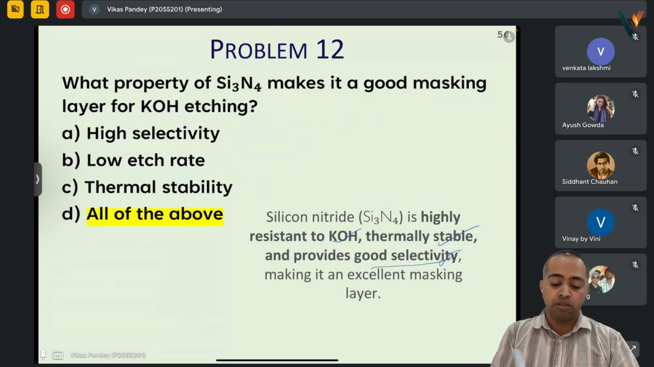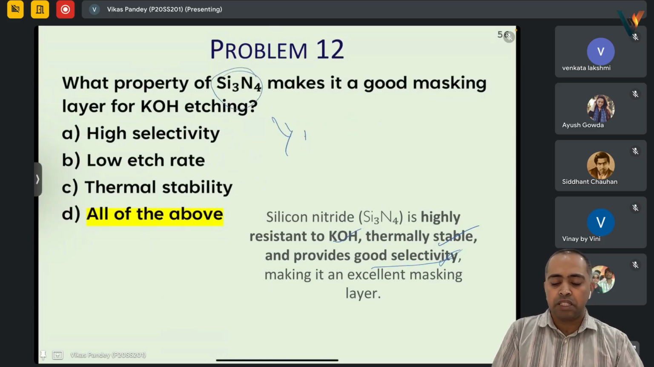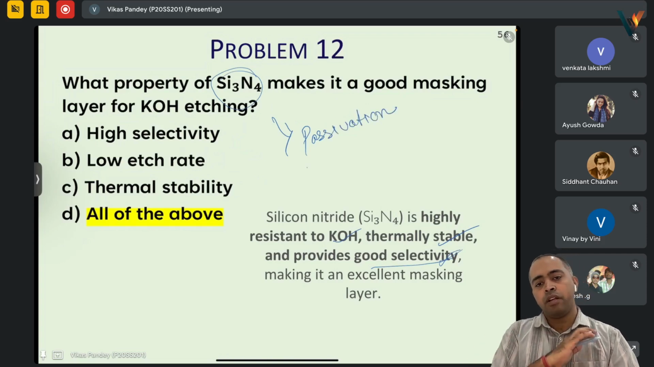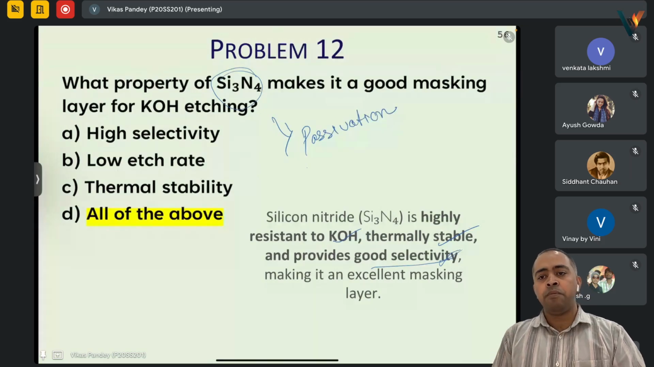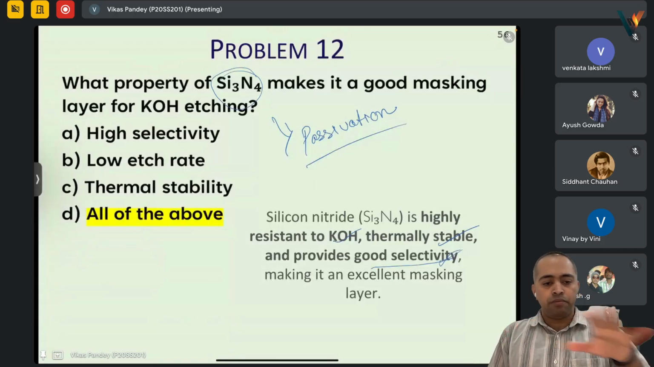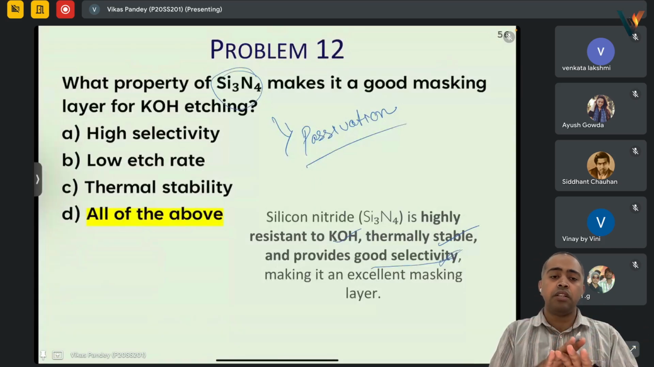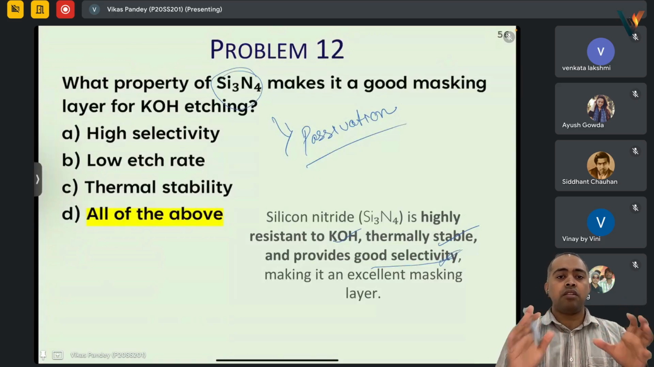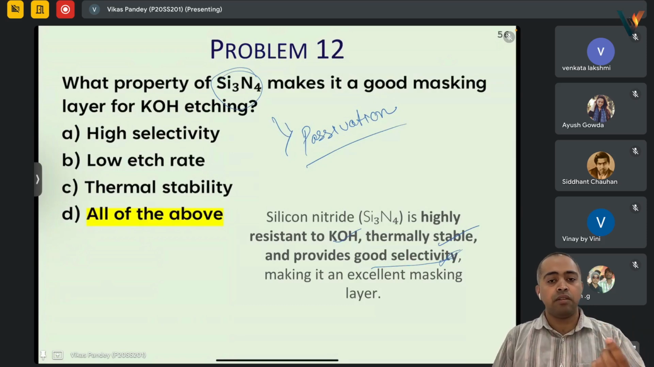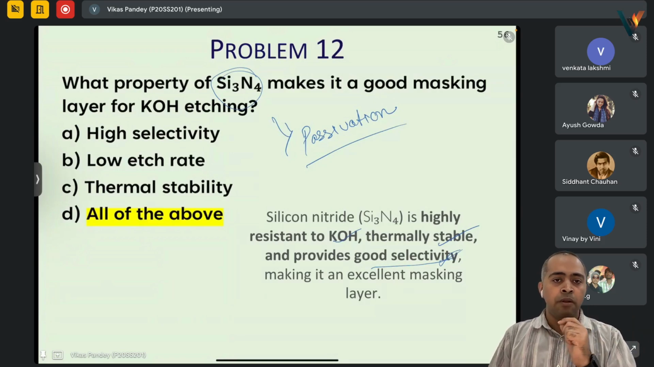And sometimes this is even used as a passivation layer. Passivation layer is the one to protect. Once the whole device is made, it is covered with silicon nitride, except for the connections we have to make, so that the whole device is not affected by external influence. Like even we talked about stiction and all, it will protect from stiction and these things.